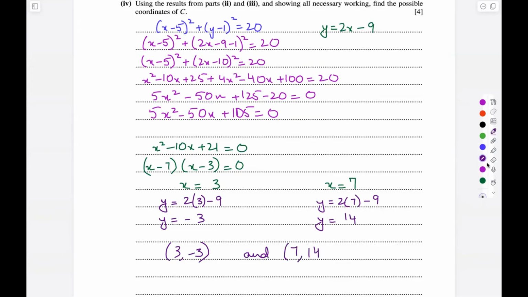Okay, so that is 14 minus 9, which is equals to 5. So this will be 7 comma 5.